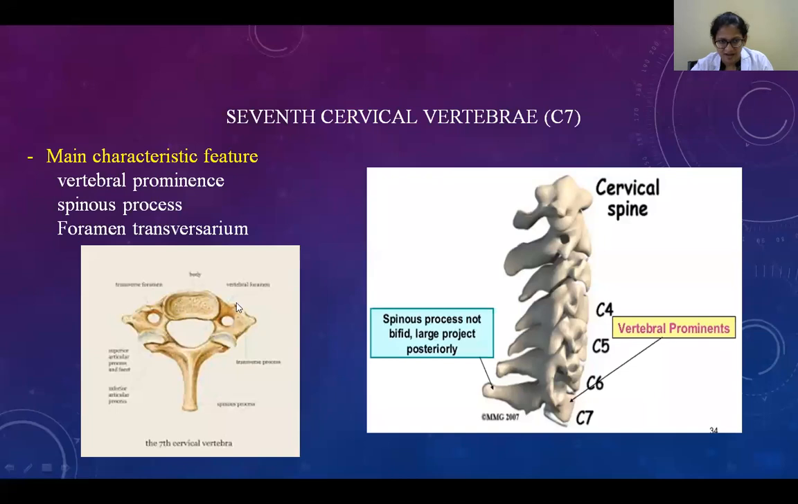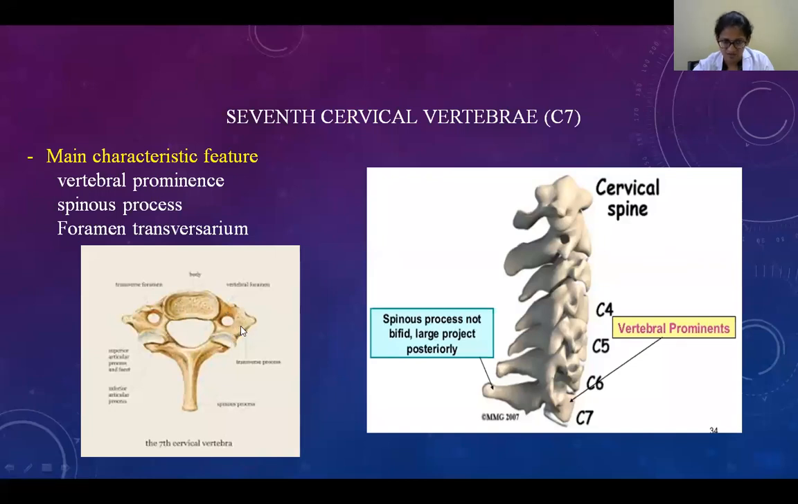Here, see, the anterior tubercle is absent in the seventh cervical vertebra. The rest of the features are the same as a typical cervical vertebra. The body is elongated from side to side. Coming to the transverse process, this is the anterior root. In the anterior root, the anterior tubercle is absent.